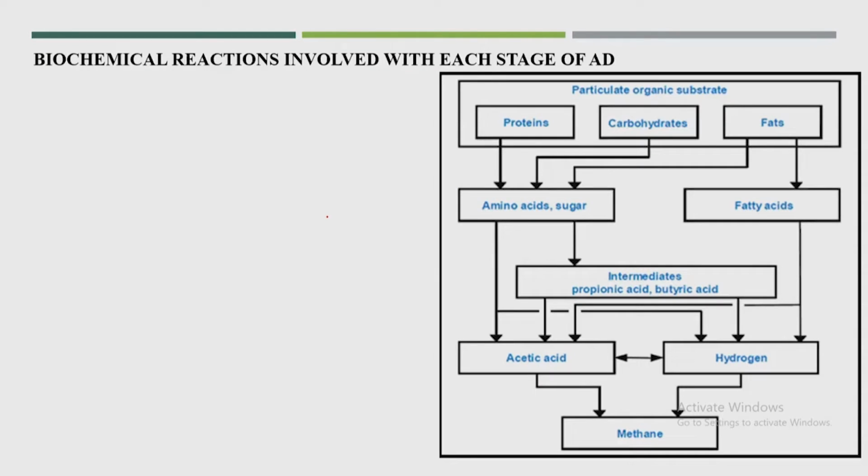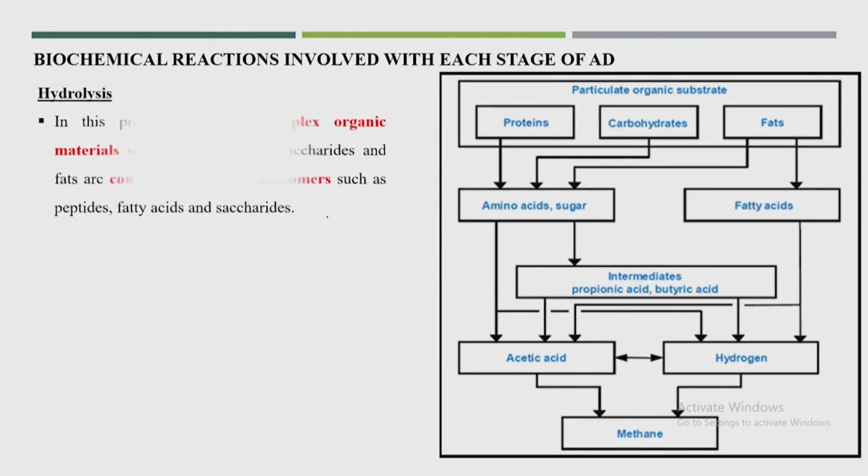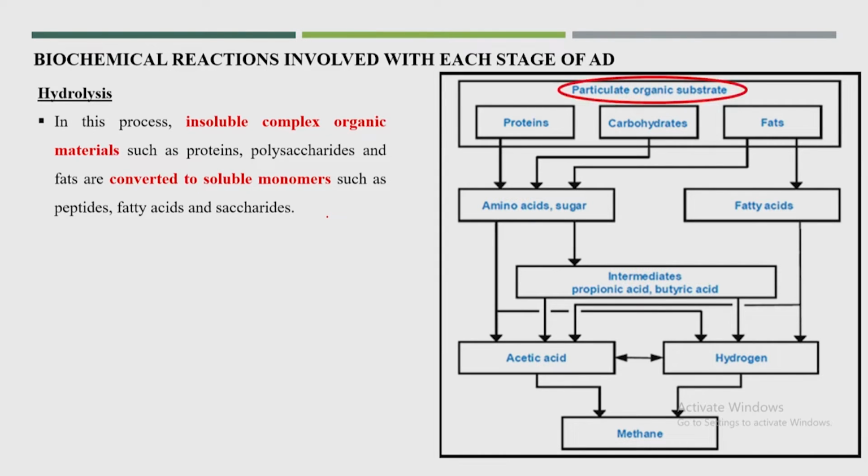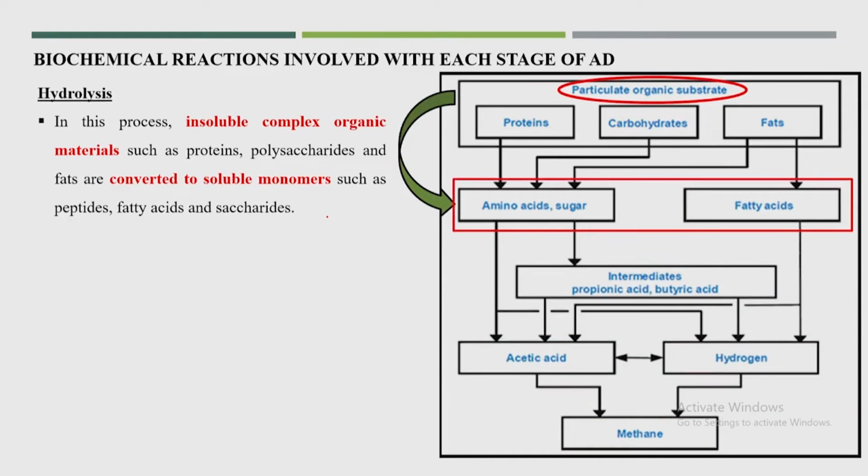So, again the different stages of the anaerobic process. The first is the hydrolysis process. In this process, insoluble complex organic matter such as proteins, polysaccharides and fats is converted to soluble monomers such as peptides, fatty acids and saccharides. That is the first, hydrolysis process. These are the simpler monomers, meaning amino acids, sugars and fatty acids. It is a slow process. This stage is the rate limiting stage in the anaerobic process.